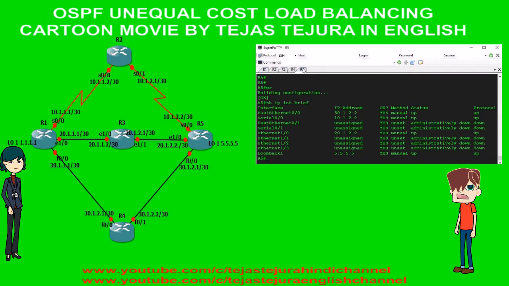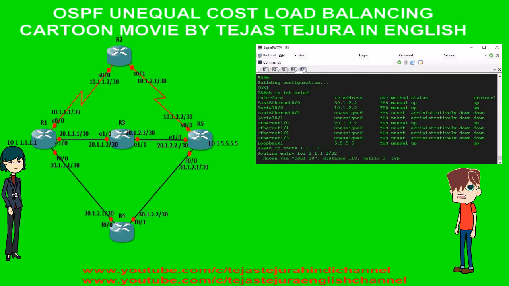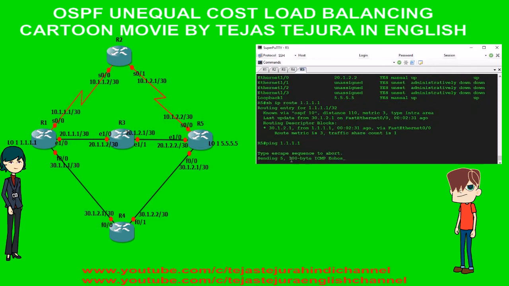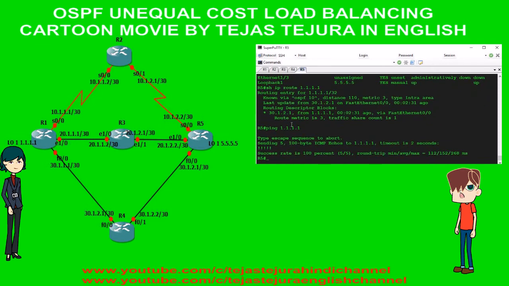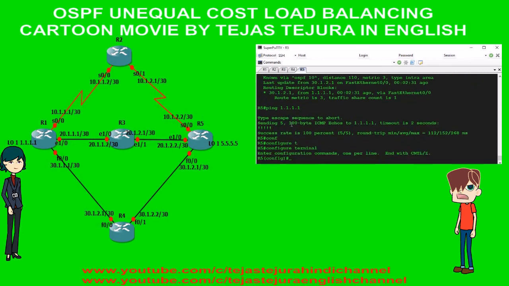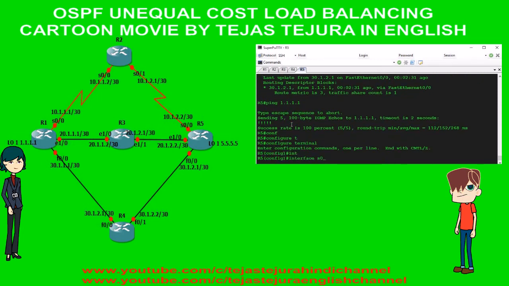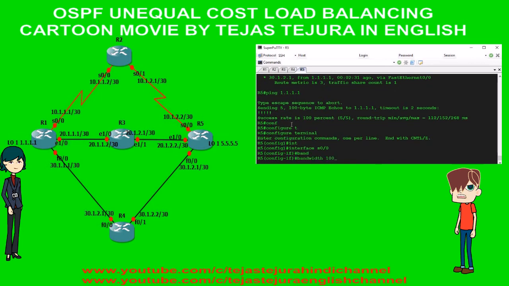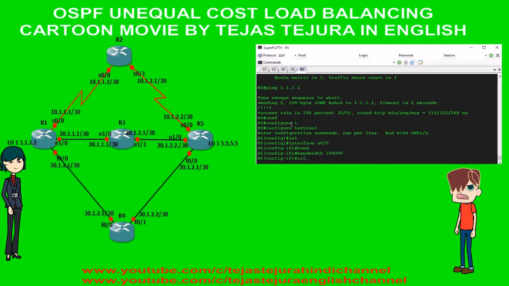Now I will check the same from R5 to R1. It will also show only one path via the fast Ethernet link, because we have not configured that also. Now we will start the configuration of outgoing interfaces towards R1. We use the same command, bandwidth 100000 on all the outgoing interfaces from R5 to R1.